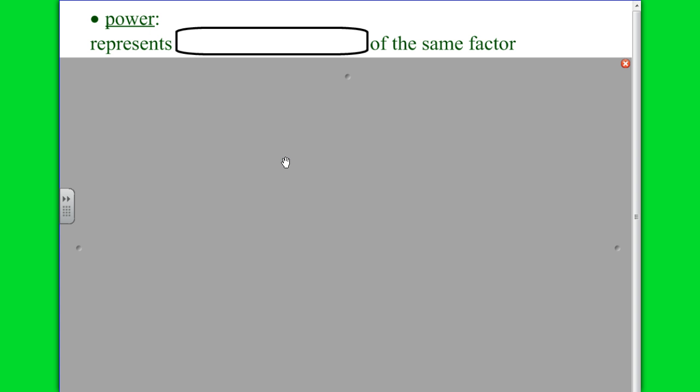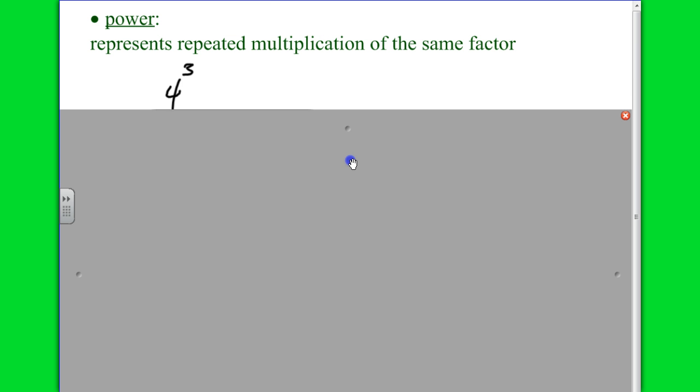Actually, Ellie mentioned exponent when I was asking for an E word, right? And that kind of comes into play with the concept of powers. A power represents what of the same factor? Multiplication. Very good. Repeated multiplication, right? So if I have 4 to the 3rd, that is a power of 4. I could have 4 to the 15th. That's a power of 4 as well.